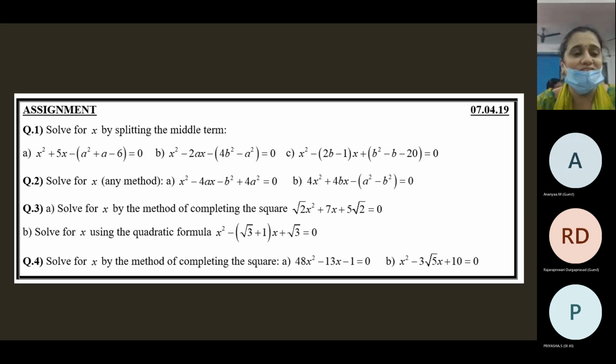So the second question is solve for x, any method: splitting the middle term or using the quadratic formula. The third one is completing the square, which you can ignore. And the fourth one is using the quadratic formula. If nothing is mentioned, you can use any method. And the last one, solve for x by completing the square, so ignore that question. Let's see the answers for 1, 2, and 3B.